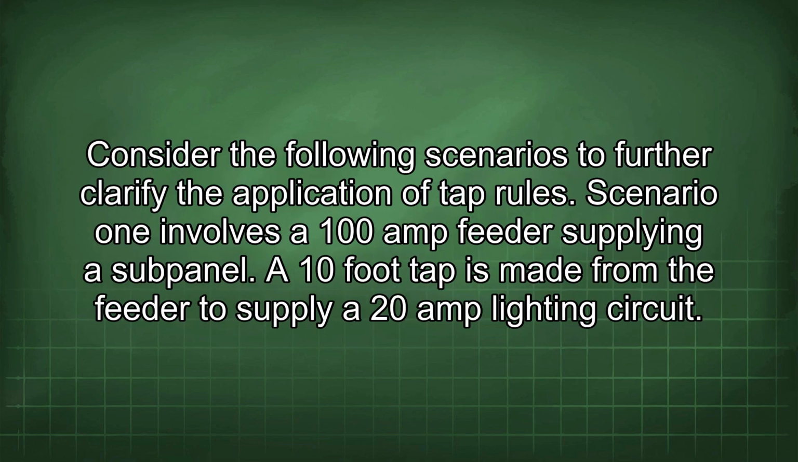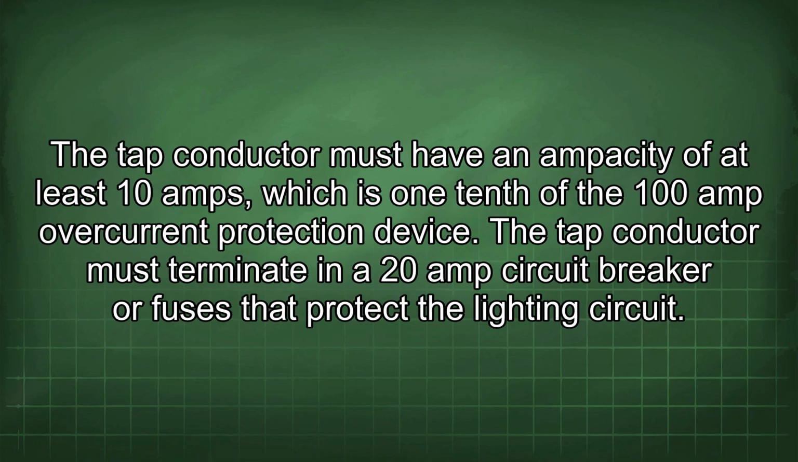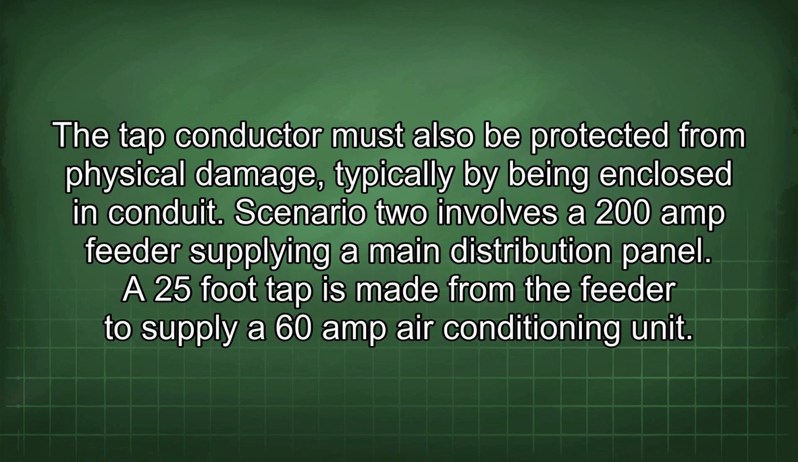Consider the following scenarios to further clarify the application of tap rules. Scenario 1 involves a 100 amp feeder supplying a sub-panel. A 10-foot tap is made from the feeder to supply a 20 amp lighting circuit. The tap conductor must have an ampacity of at least 10 amps, which is 1/10 of the 100 amp overcurrent protection device. The tap conductor must terminate in a 20 amp circuit breaker or fuses that protect the lighting circuit. The tap conductor must also be protected from physical damage, typically by being enclosed in conduit.